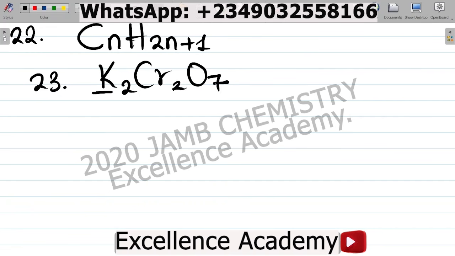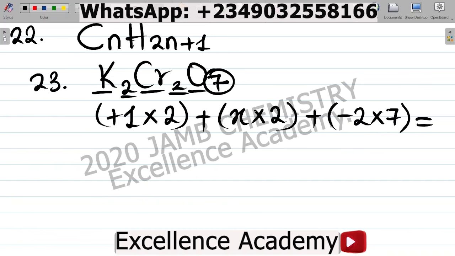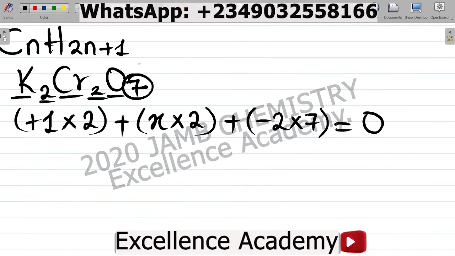The first thing you want to notice is the ionization part. For potassium, the oxidation number is plus 1 times the number of atoms here, 2, plus for chromium, we don't know the oxidation state. Let's call it X times the number of atoms here, 2, plus for oxygen, its oxidation number is minus 2 times the number of atoms, 7. We equate this to 0, because there is no plus or minus attached to this. It is a stable compound.